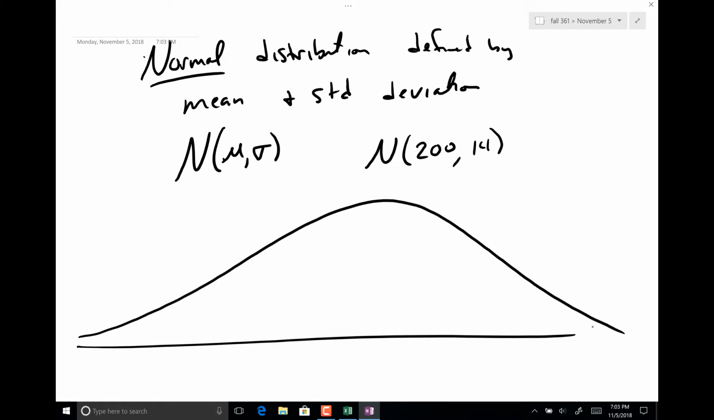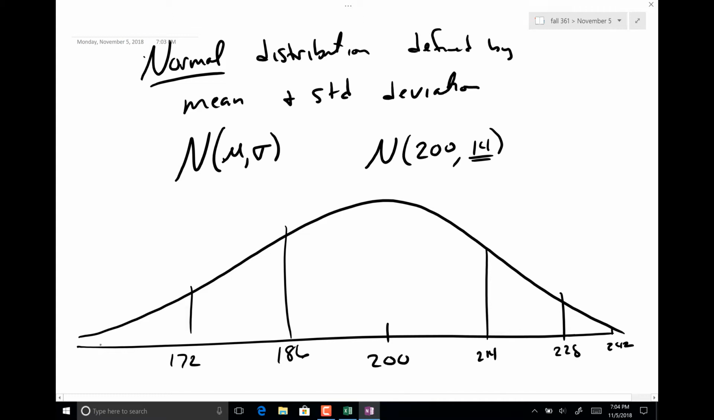has a mean of 200, so right here, 200, and a standard deviation of 14, so 214, 228, 242, and well, I don't know, like 186, 172, 158, I guess, right? Hey, that looks very similar to the empirical rule we did before, yes? Because it is very similar.